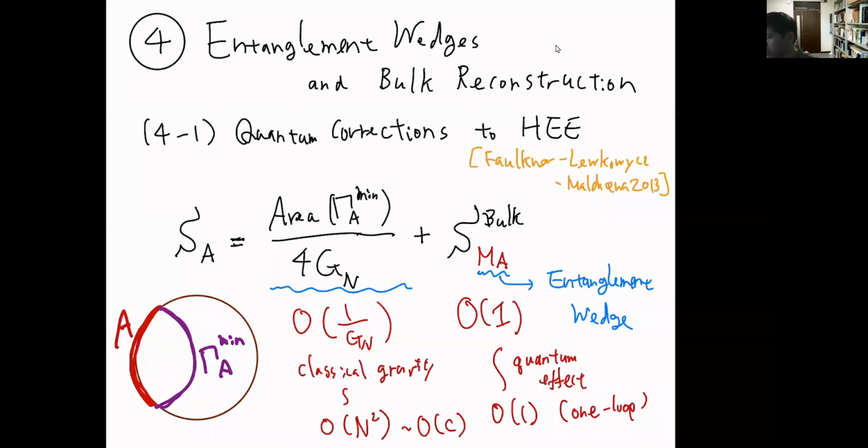Here is the region. We're talking about this region, the region which is surrounded by A and gamma A. So this is M_A. The boundary of M_A is the same as A union gamma A. So the entanglement wedge is the region surrounded by the original subsystem A and the minimal surface.